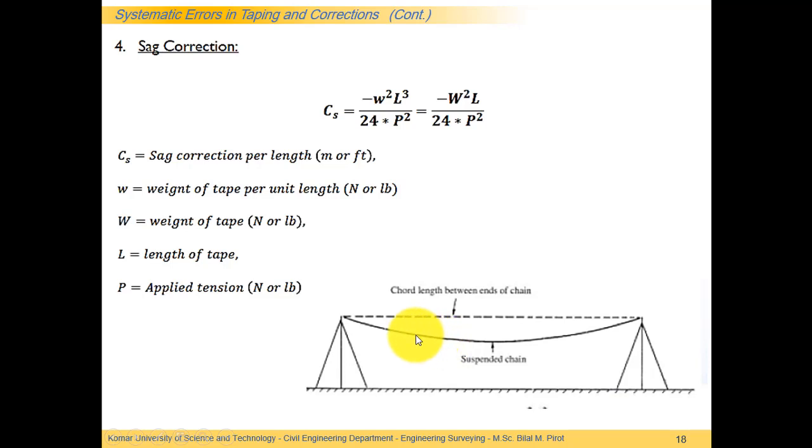This means we will have an error due to the sag condition in the measurements. So we have this formula to find the sag correction. In this formula we have C, that is the sag correction. w is the weight of the tape per unit length, and capital W is the weight of the total tape, and we have capital L, that is the length of the tape, and also P, the applied tension.